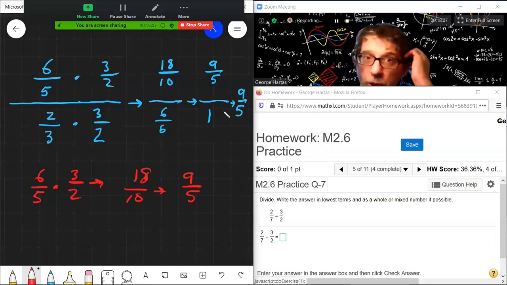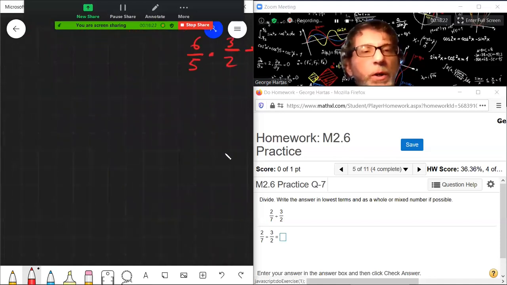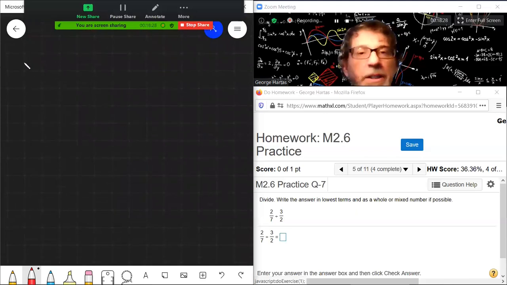All right, so that's one way to explain to you why we're multiplying by the reciprocal, okay? Let me see if I can do another demonstration here of why that would work. So let's say we have 6 over 2.